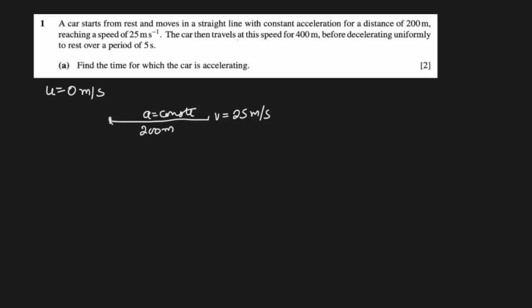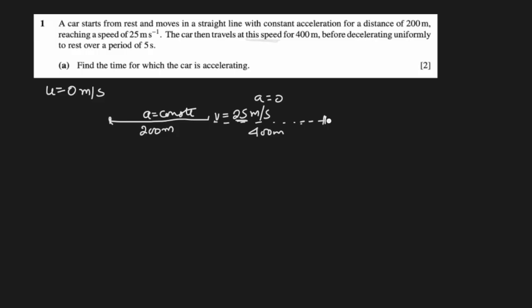The car then travels at this speed. This means 25 meters per second. So it continues for 400 meters. That means this velocity is maintained. That means acceleration is 0 in this case. Here it was constant. Here it is 0.